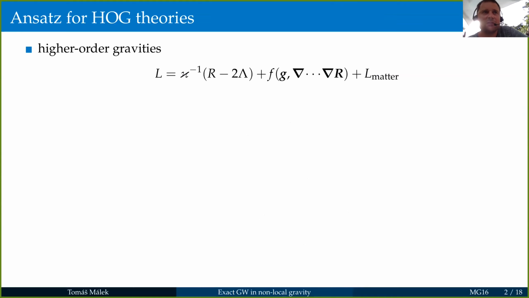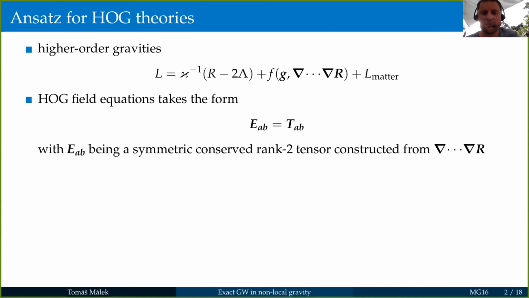Almost universal metrics are a very useful ansatz, which can be used for solving any higher order gravity theories where the Lagrangian contains any curvature invariant constructed from the Riemann tensor and its covariant derivatives of any order. The field equations of such theories are of this form. The matter part gives the energy momentum tensor, and on the left hand side the tensor E_ab is a symmetric conserved rank 2 tensor, which is constructed only from the Riemann tensor and its covariant derivatives.